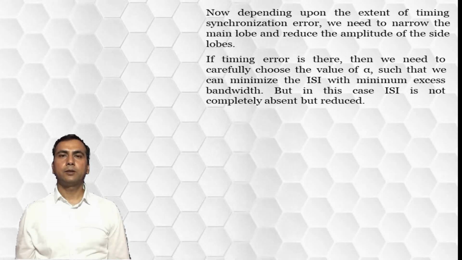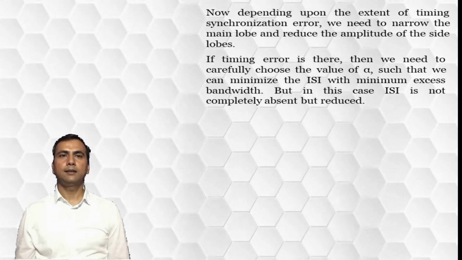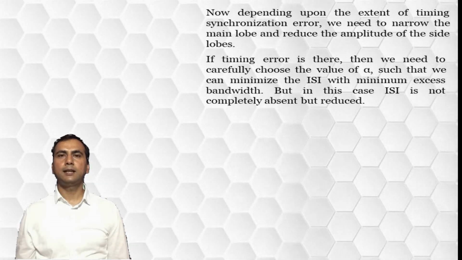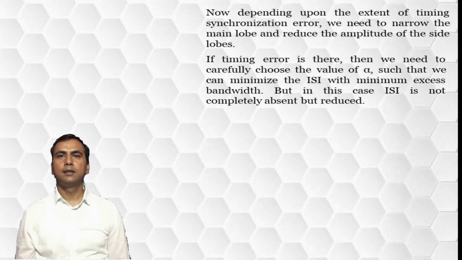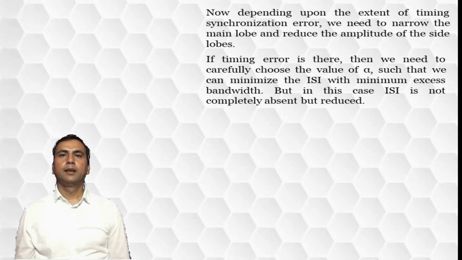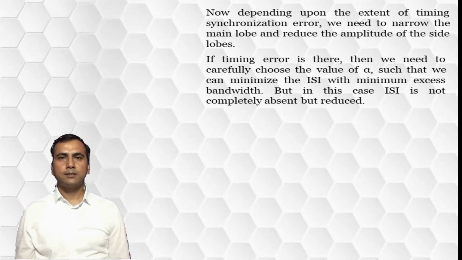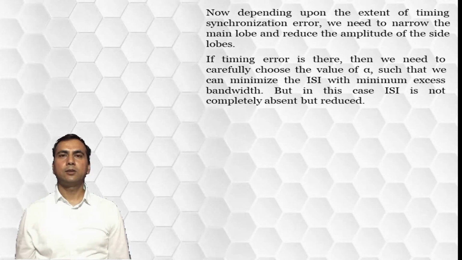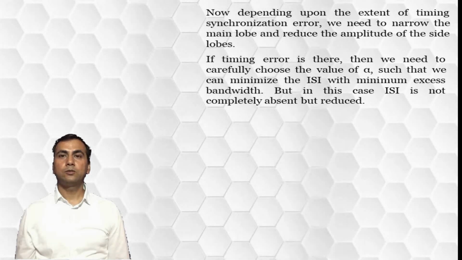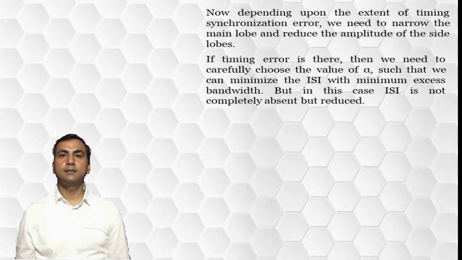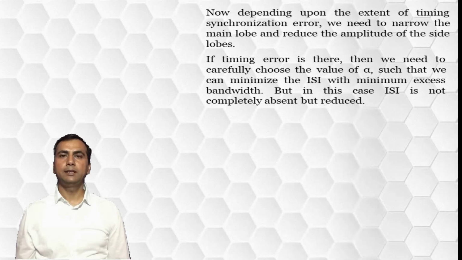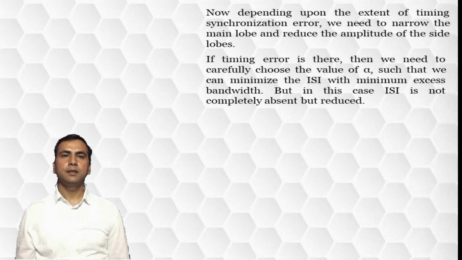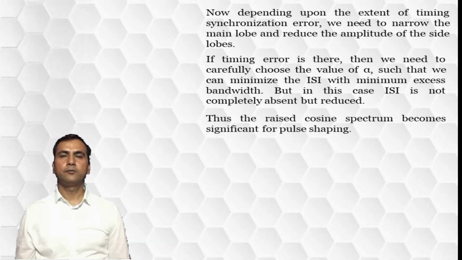Also, we can observe from the formulas of the sinc function and the raised cosine function that in the case of the sinc function, it decreases with the rate of 1 by t. But in the case of the raised cosine function, it decreases with the rate of 1 by t cube. So as the value of alpha increases, the fall time sharply decreases. Thus the raised cosine spectrum becomes significant for pulse shaping.